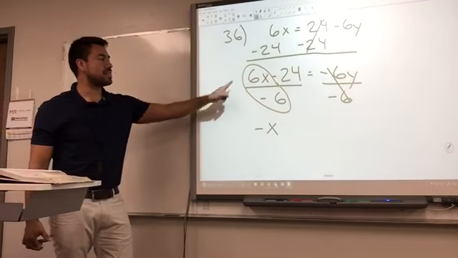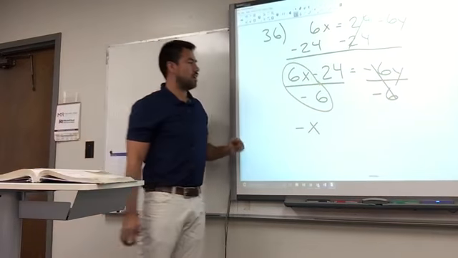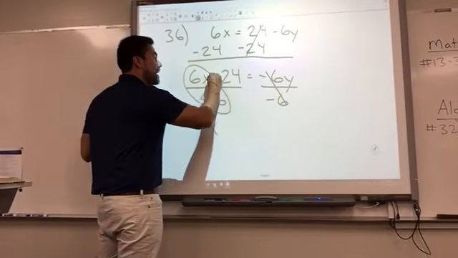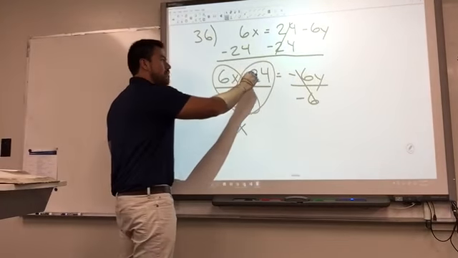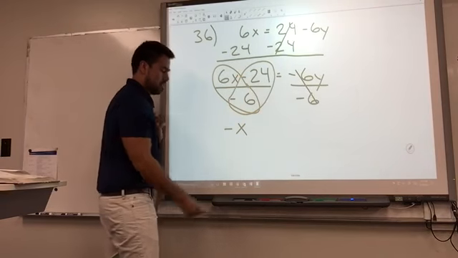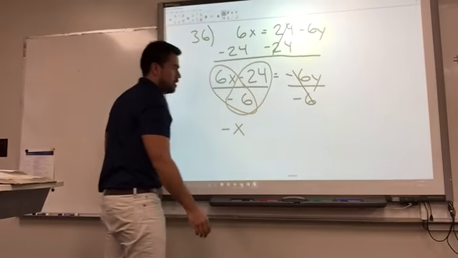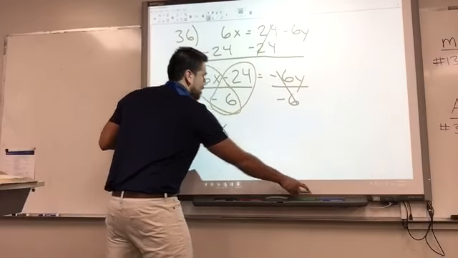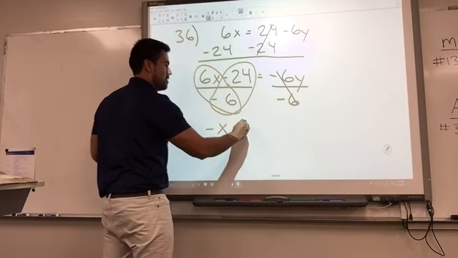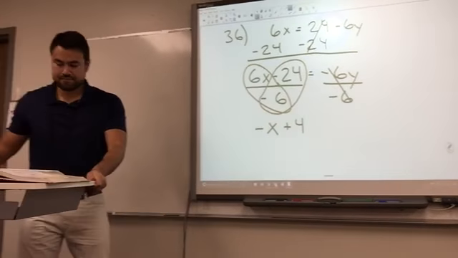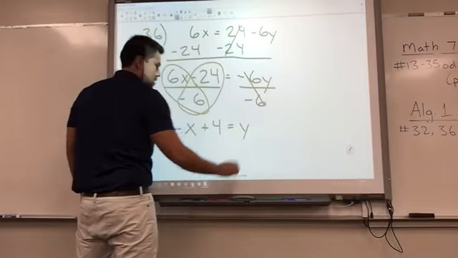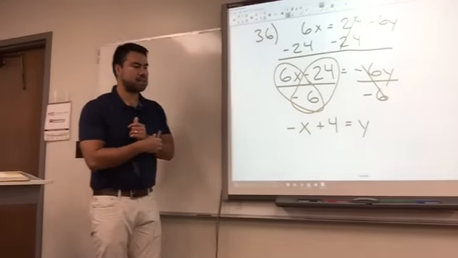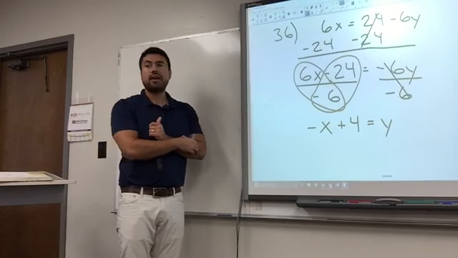Okay. Do you guys see how this gets me this? All right. And then I have to simplify this as well. So what's negative 24 divided by negative 6? Positive or negative? Positive. Positive 4. What's left on the right? Y, right? Because the negative 6's got canceled.